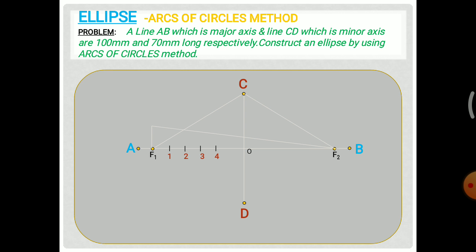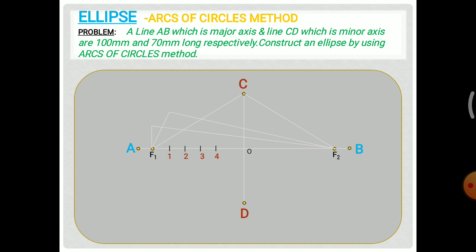Take the same procedure, the same number of steps there. So take A2 as length and F1 as center. Draw an arc. Then take B2 as radius and F2 as center. Cut those points. There we can get another intersection point.